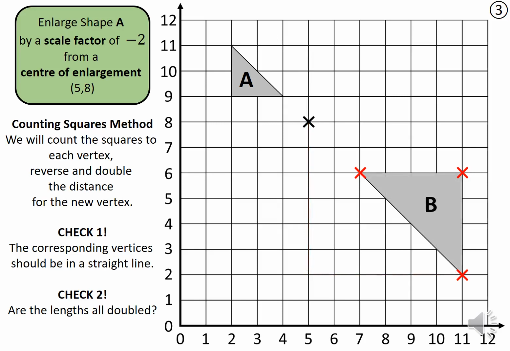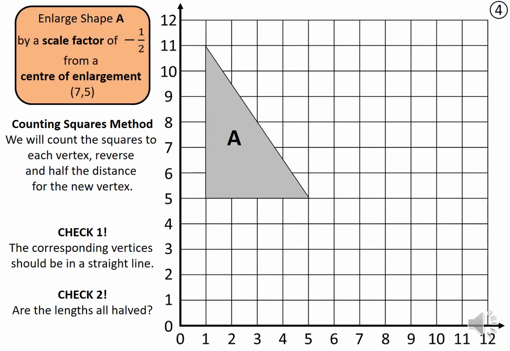Okay, again, as you can see, it's on the other side of the center of enlargement. It is flipped, but it is twice the size of the original one. Now I can still check if my enlargement is correct by joining the corresponding vertices, and the straight line must go through the center of enlargement.